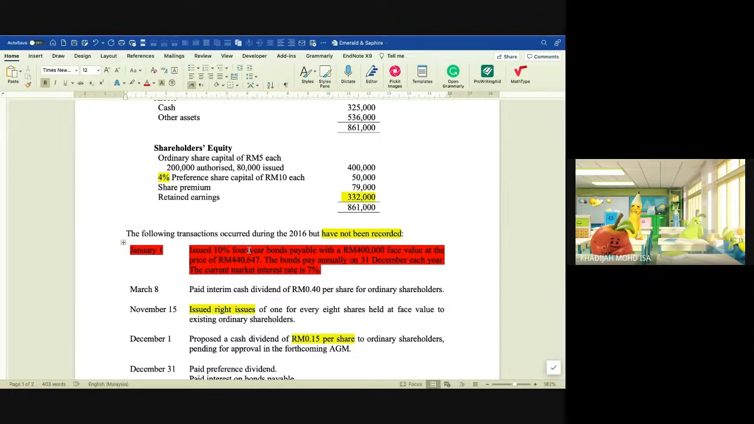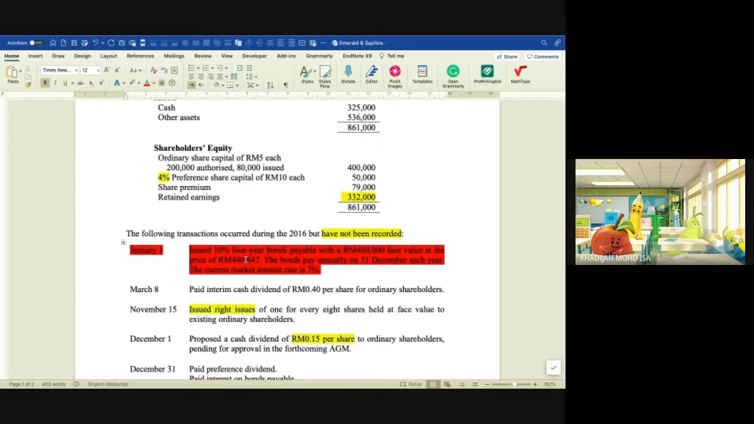And then the value is 400,000. It was issued at 440,647. All right, the bonds are paid annually on 31st December. The current market rate is 7%. So in this, you are going to use all the information provided in order for you to compute the journal entries, in order for you to identify what is to be recorded.